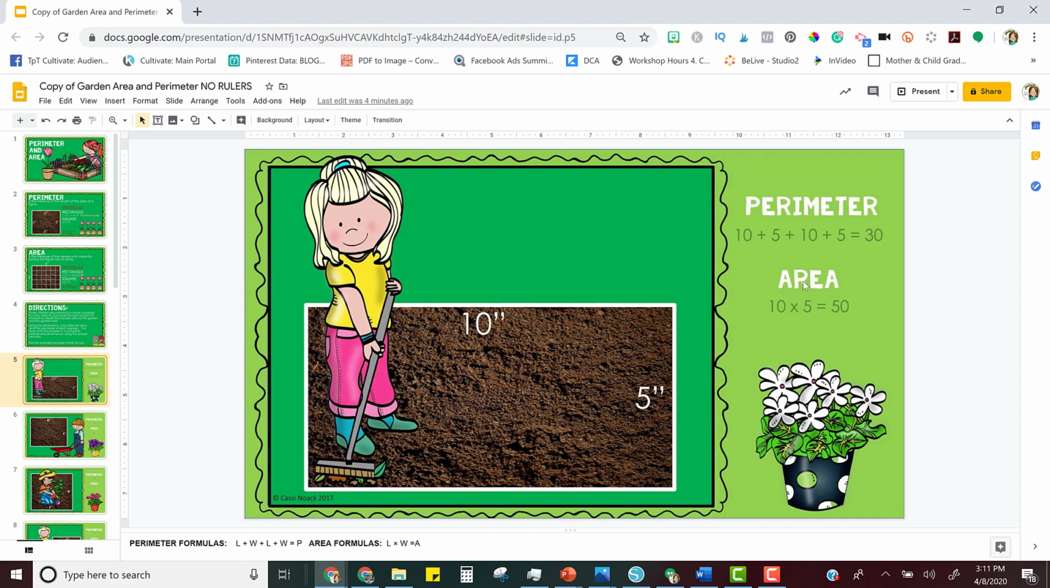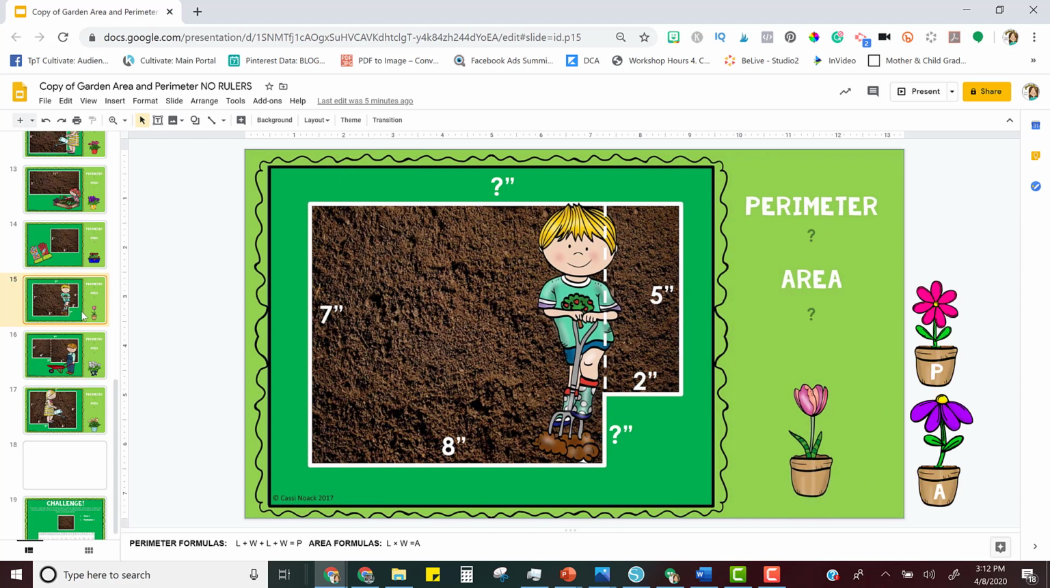The formula for area is length times width. So we're just going to fill in the blanks with the numbers from the problem. 10 times 5. And when we solve that math problem, we get 50, the answer to the area. So there are several more like this for you to try, but there is also some challenge slides. So let's look at that.